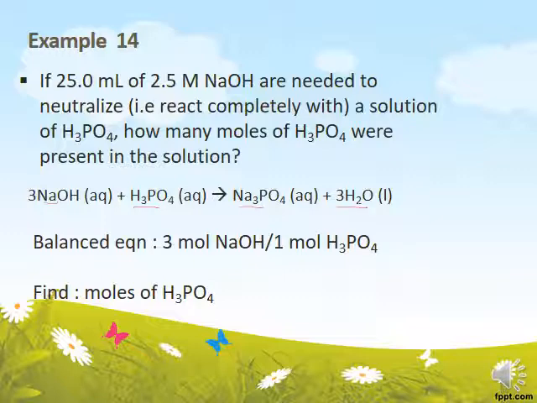Okay, so double check to make sure both the reactant side and the product side are balanced. Sodium: 3. Phosphorus: 1, 1. Hydrogen: 6, 3, 4, 5, 6. Okay, so it is balanced.